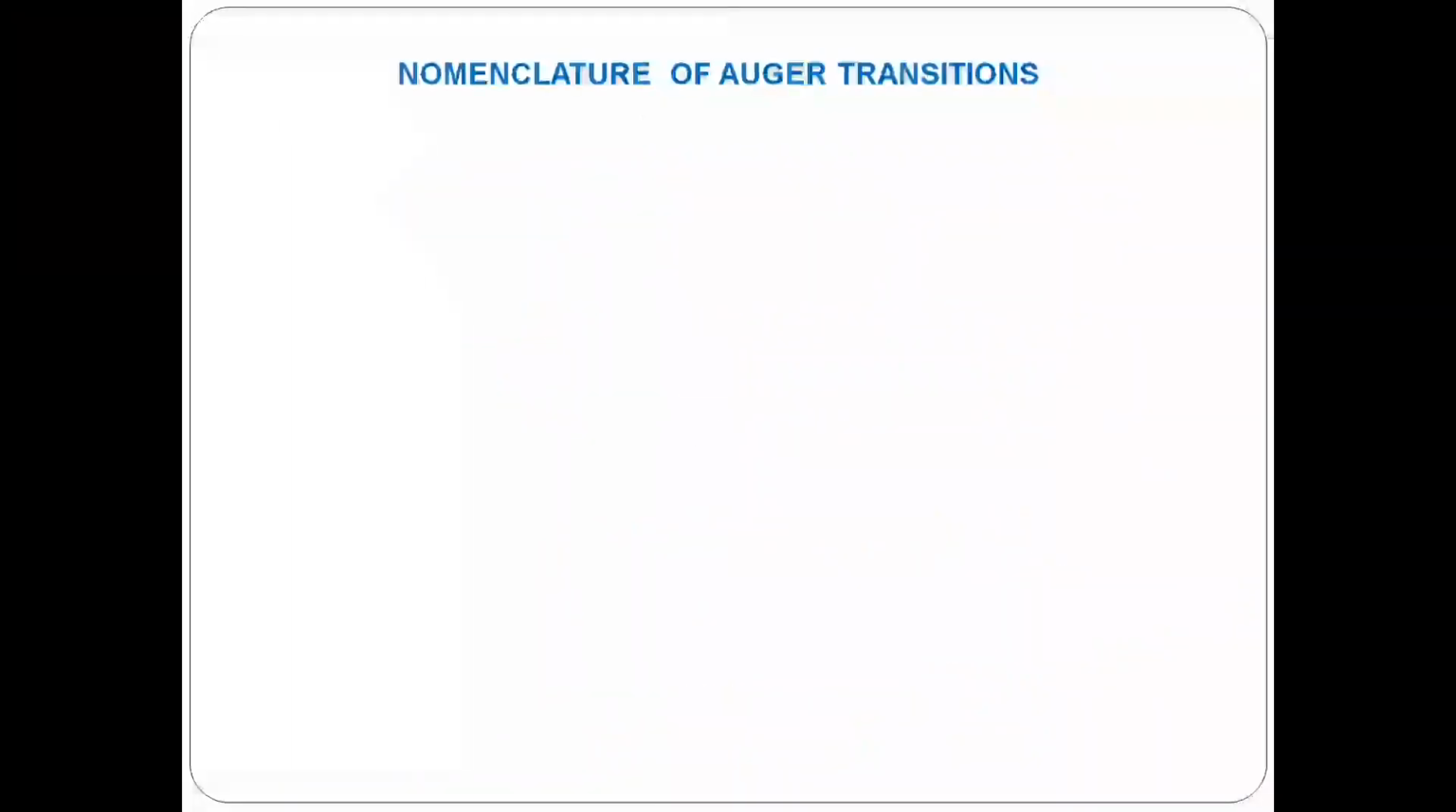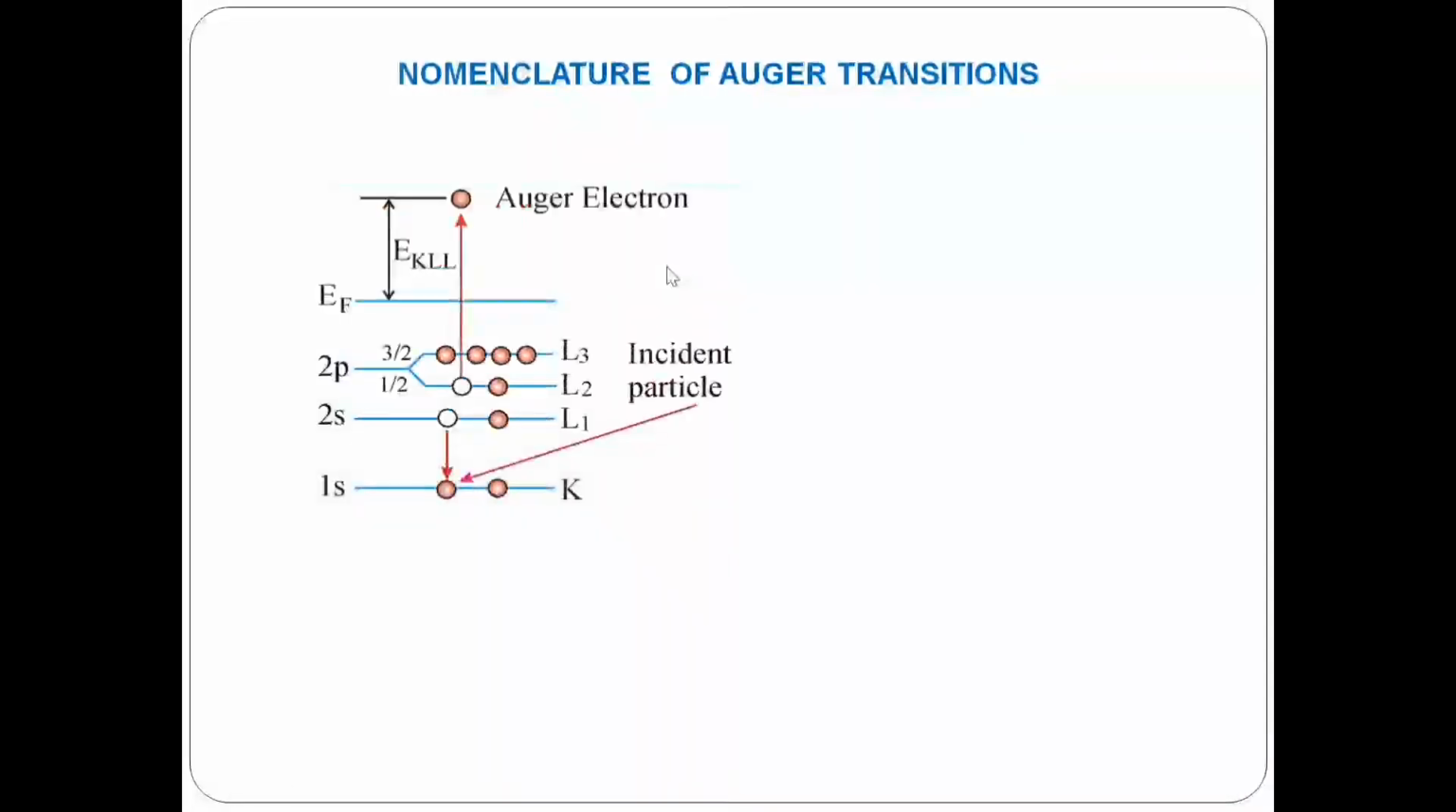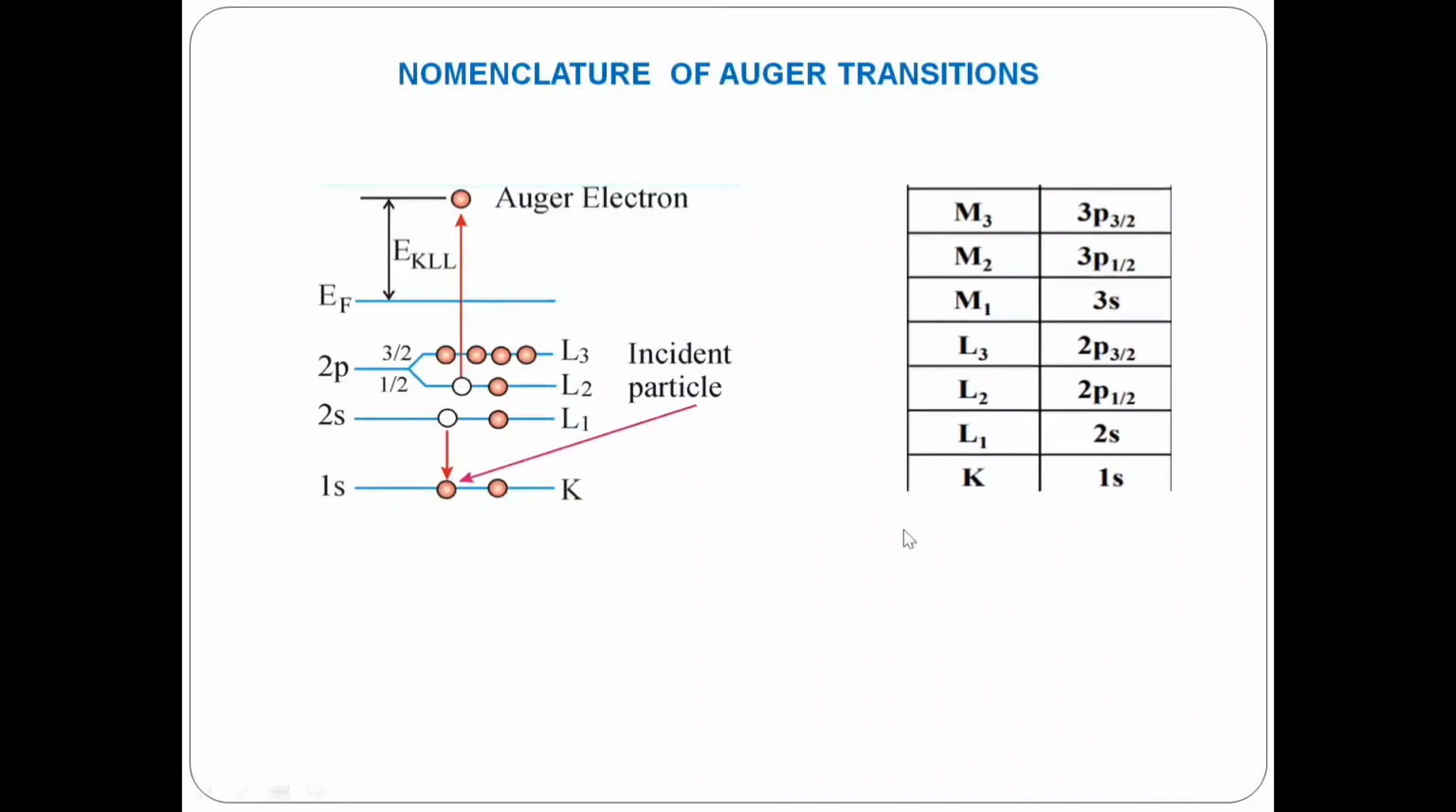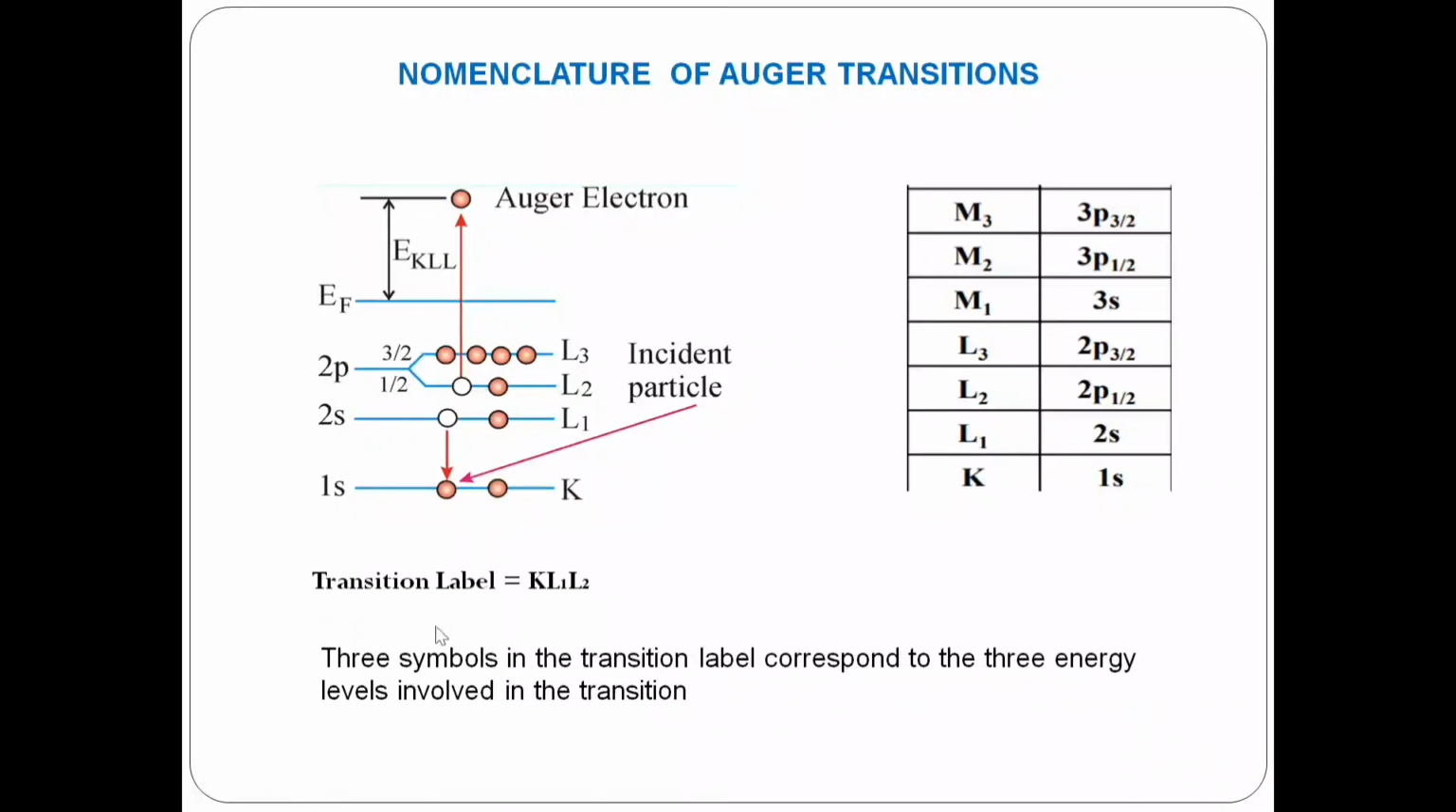How does the nomenclature of Auger transition work? Since three levels, 1s, 2s and 2p, are involved when the Auger electron is emitted, each shell has its unique notation to represent the Auger transition. For 1s it is represented as K, for 2s L1, for 2p 1/2 it is L2 and for 2p 3/2 it is L3. From the above figure, in which 1s, 2s and 2p 1/2 transitions are involved, the Auger transition is labeled as K L1 L2. The three symbols in the transition label correspond to the three energy levels involved in the Auger transition.